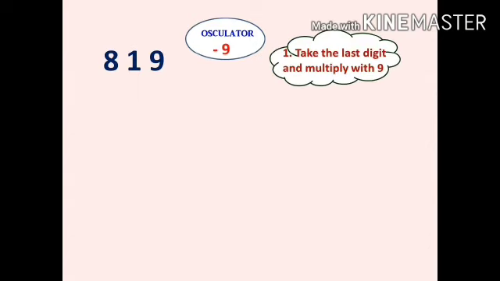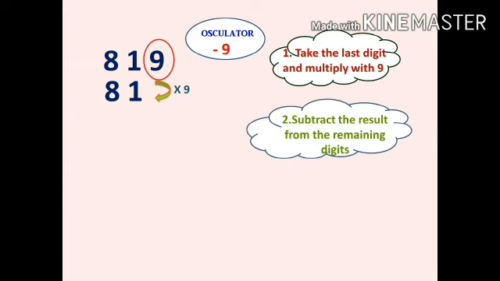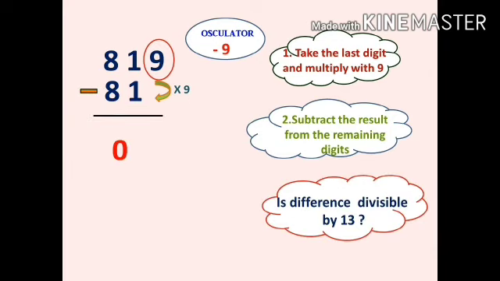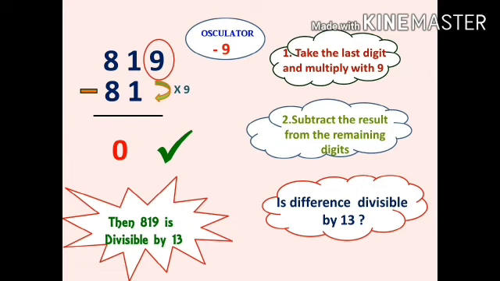First, we have to multiply the last digit with 9. If you multiply, we will get 81. Second, we have to subtract the result since we are having a negative sign. If we subtract, we will get 81 minus 81, 0. Next, we have to test whether this number is divisible by 13. We are having 0. We know 0 is divisible by every number. So we can come to the conclusion that 819 is also divisible by 13.